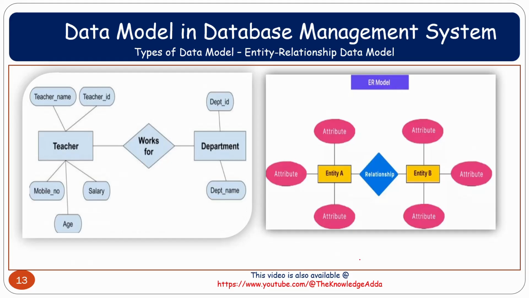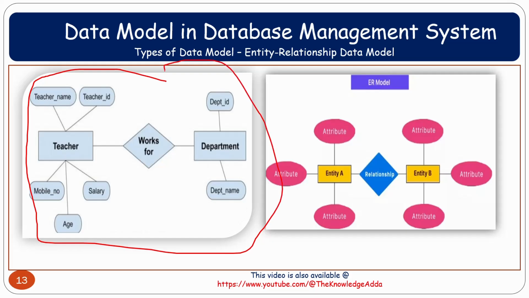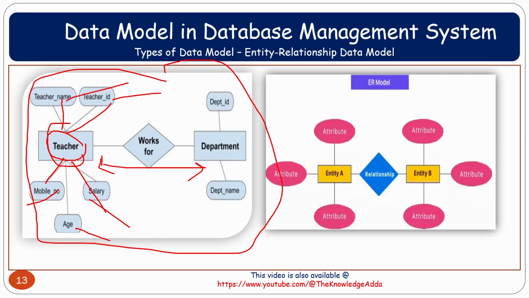So in this picture you can see a pictorial diagram of how an ER diagram is going to be presented. Here you can see teacher is an entity, and these are some properties of teacher. So these are attributes, this is the entity, and this is the relationship, showing how teacher is related to the department. Here also you can see these are attributes, this is the entity, and this is the relationship.